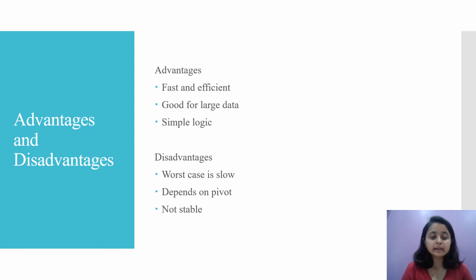Advantages and disadvantages. Quicksort has many advantages. It is very fast and efficient. It works well for large datasets and the logic is simple to understand. But it also has some disadvantages. In the worst case, it becomes slow. Its performance depends on pivot selection and it is not stable, meaning equal elements may not keep their order.